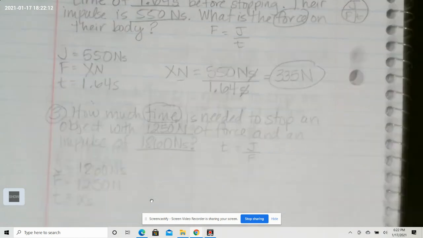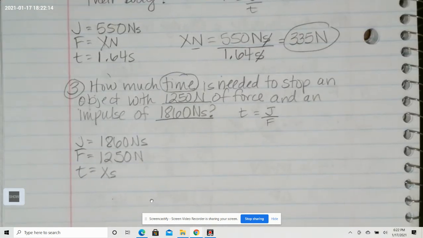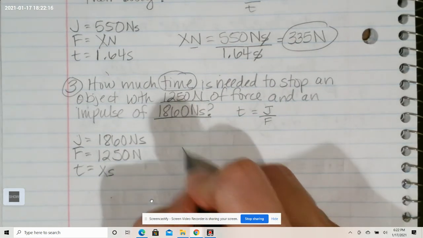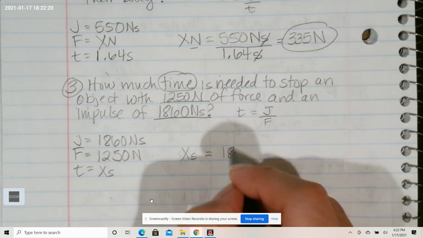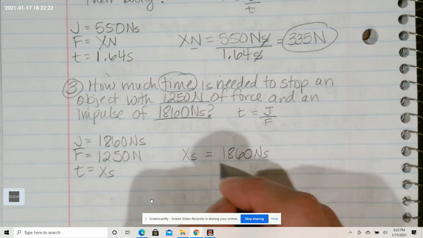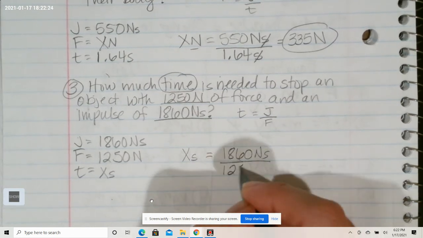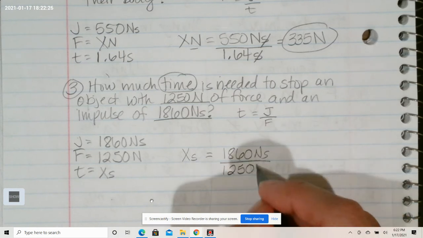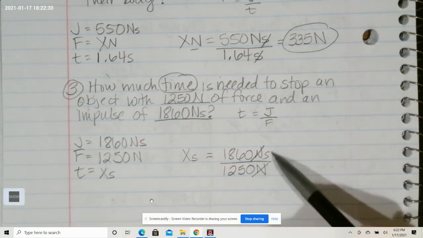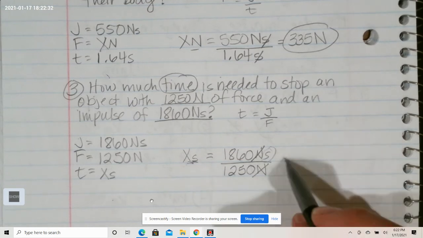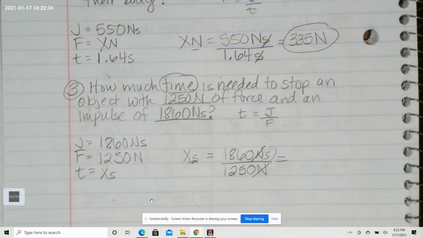All right, let's plug it in. X seconds equals J on top, 1,860 newton seconds, divided by 1,250 newtons. That's our force. Newtons cancel this time. We're left with seconds. That's what we need, so we're on the right track. So then I just divide.